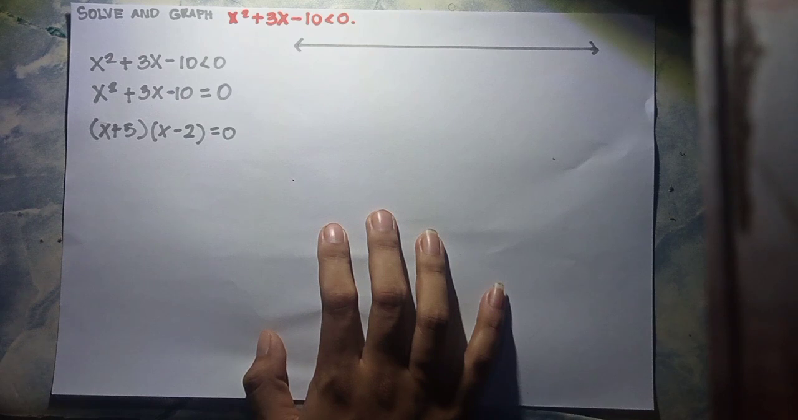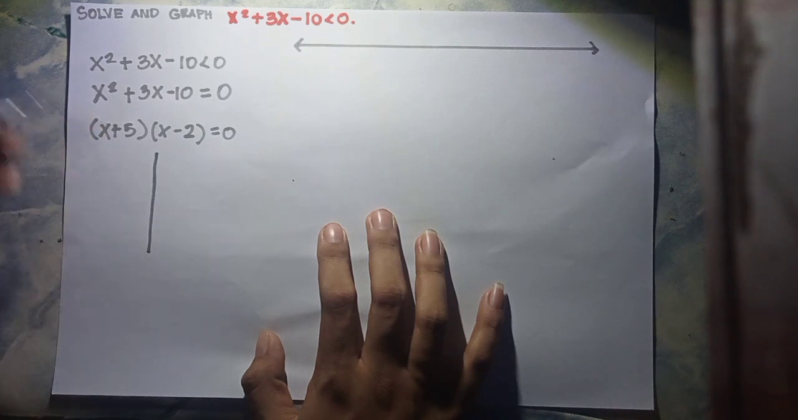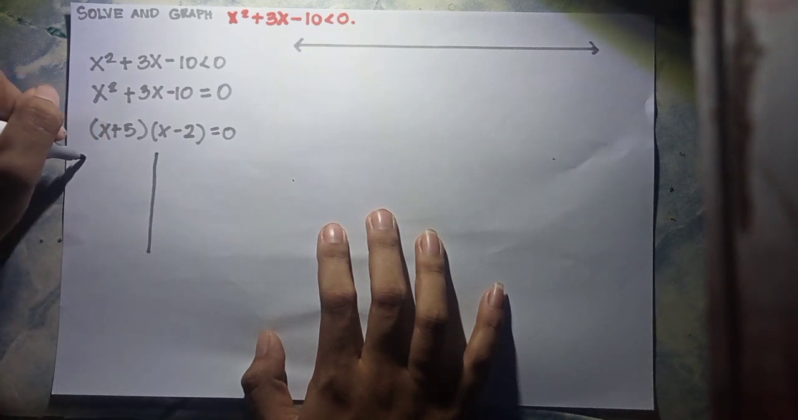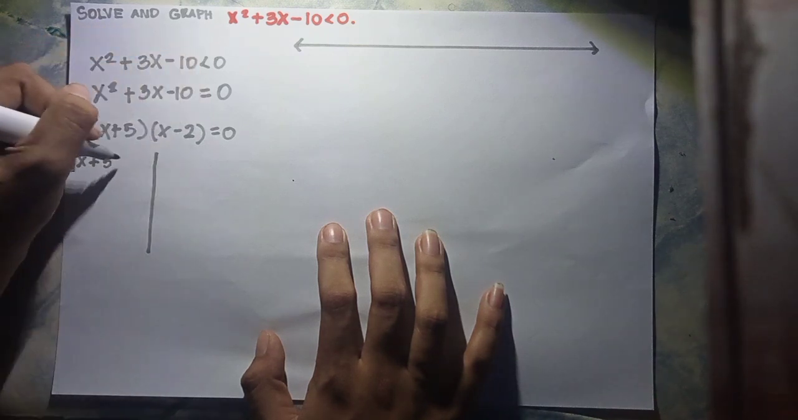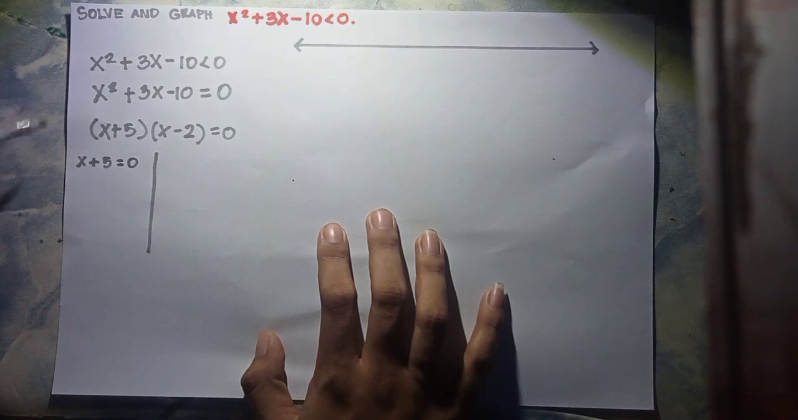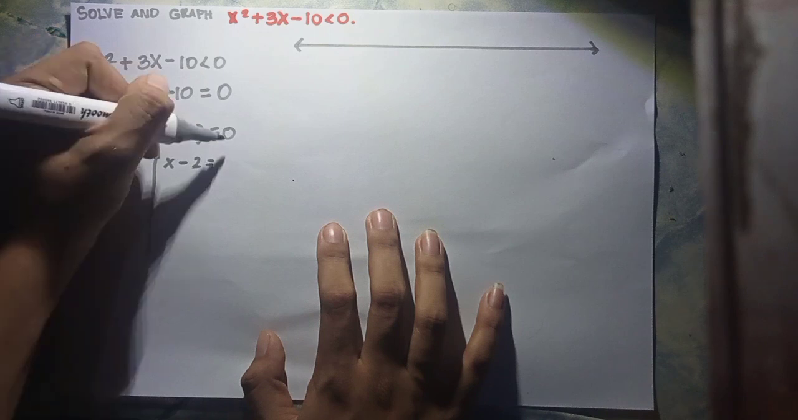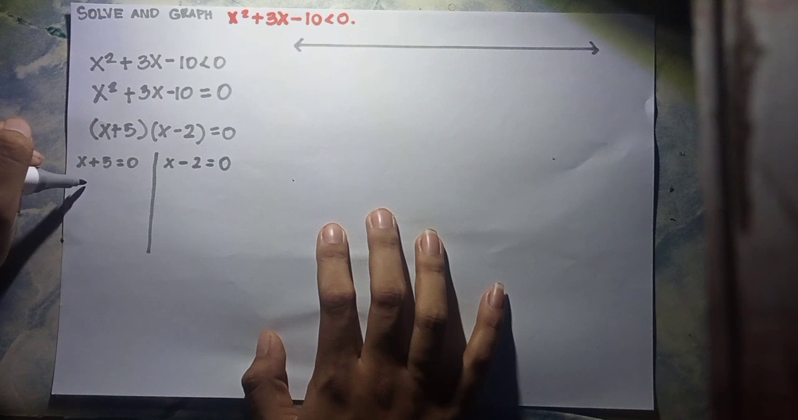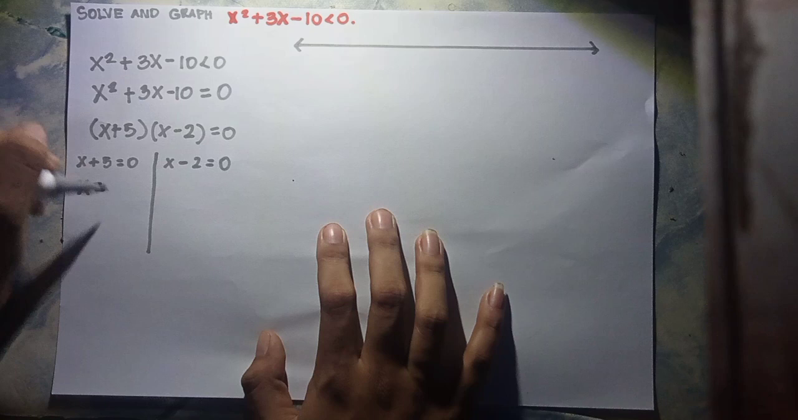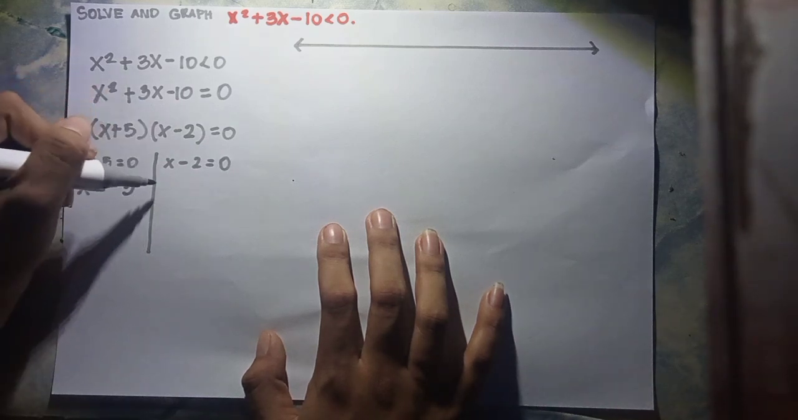The factors of negative 10 that give you the sum of 3 are... Correct! The factors are x plus 5 times x minus 2 equals 0. Then we equate each factor to 0, that is x plus 5 is equal to 0, and the other one is x minus 2 is equal to 0. Solving, x is equal to negative 5, and the other one is x is equal to positive 2.